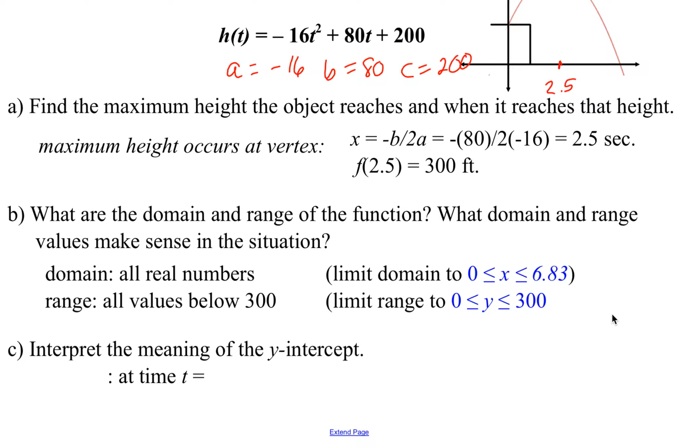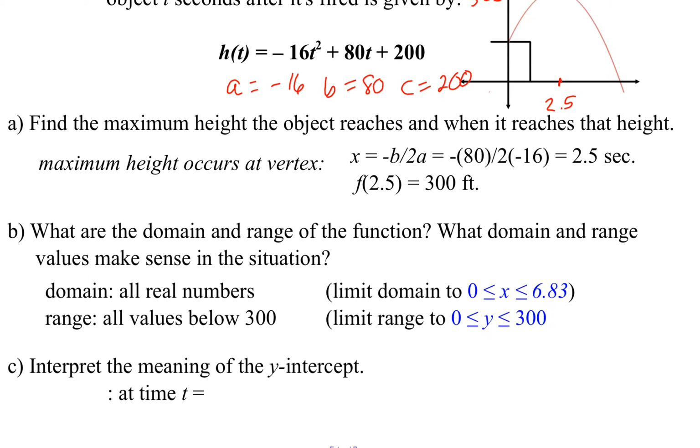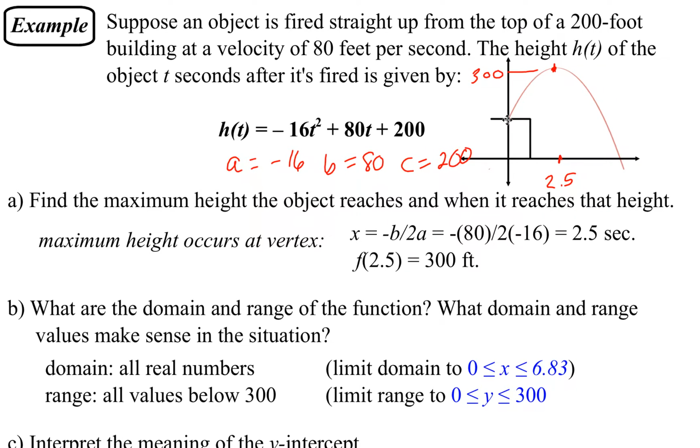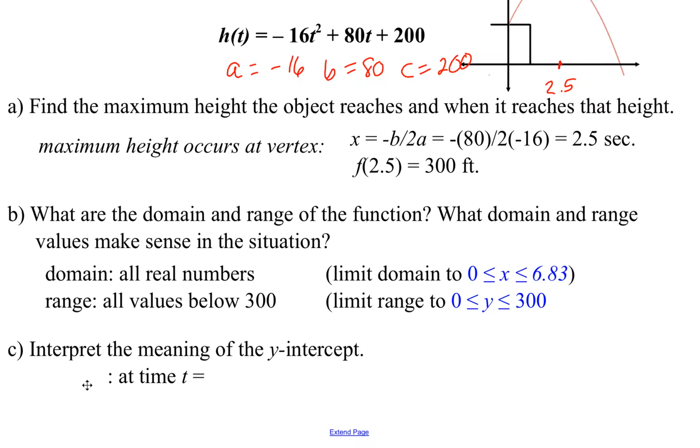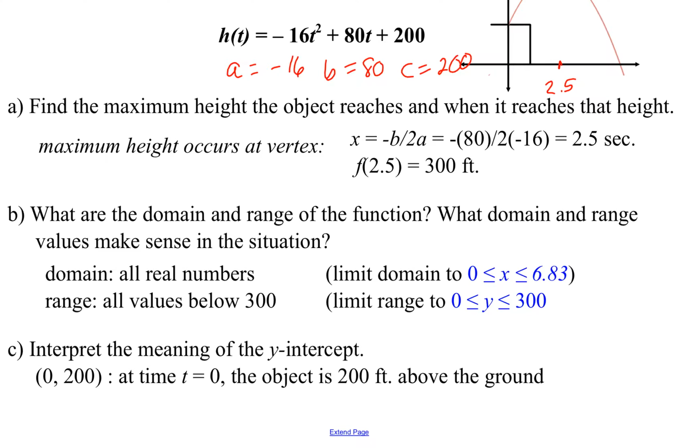Interpret the meaning of the y-intercept. Well, what is the y-intercept? The y-intercept was 200. If we let t be 0, we're at 200. What does that mean? If you read your problem, it says, suppose the object is fired straight up from the top of a 200-foot building. That's just telling you that's your starting point. You're already 200 feet above the ground. So at time t equals 0, the object is 200 feet above the ground.